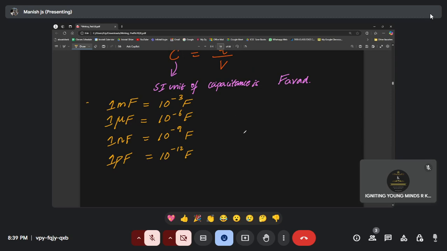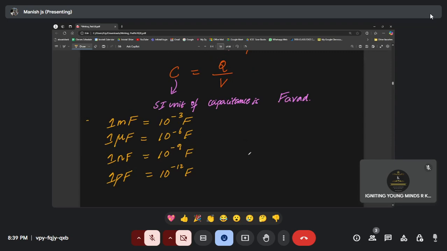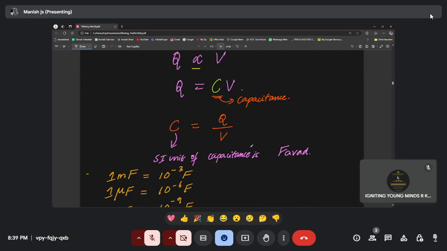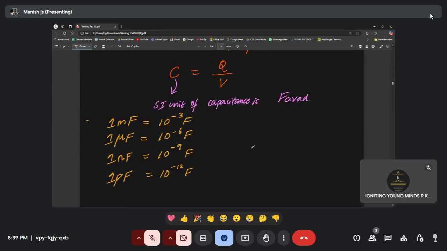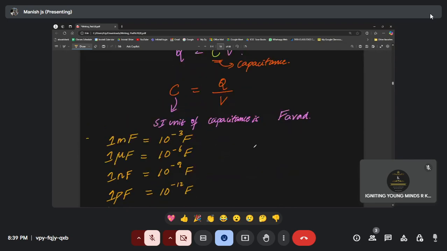Based on the question, you will have to use the appropriate conversion factor and then solve some numericals. That's why I have taught this conversion, which is very useful. You will definitely come across questions based on these. You should know how to convert from milli to farad, everything in terms of farad and vice versa. That's the agenda behind this.